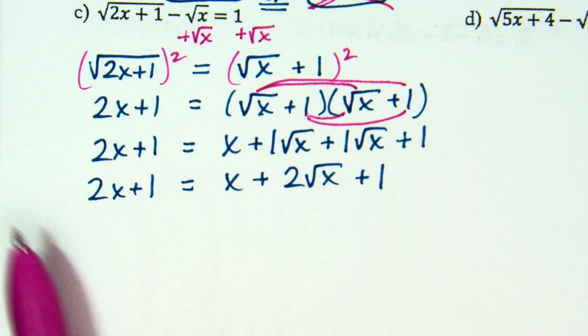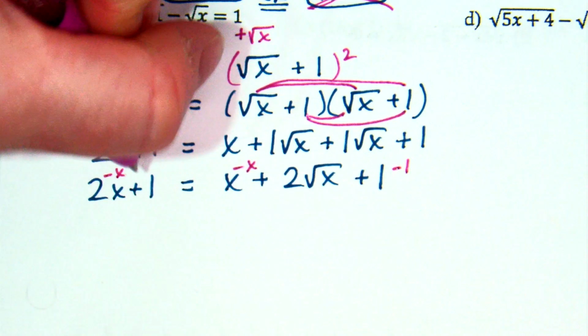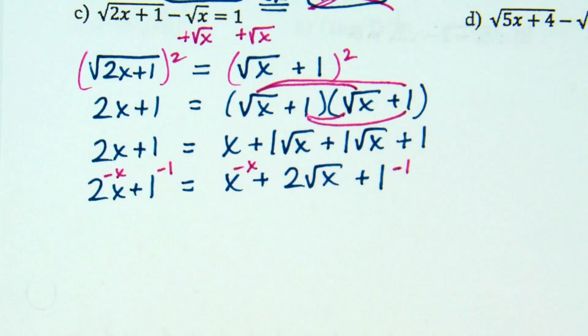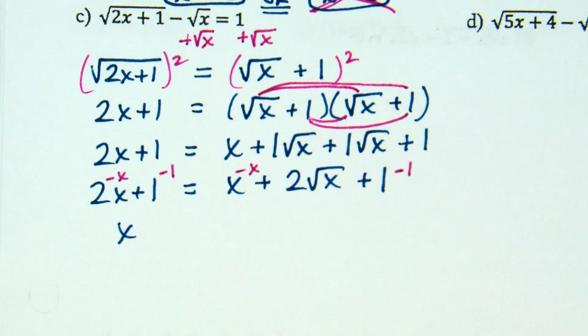Okay, do some cleanup. 2x minus x is x. 1 minus 1 is 0. So my left side just becomes x. What about the right side? x minus x, 1 minus 1. So I'm left with 2 square root of x.